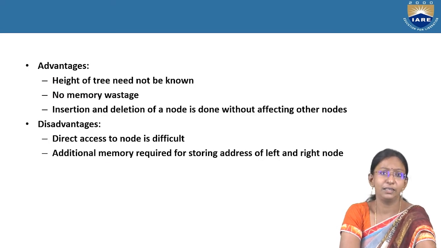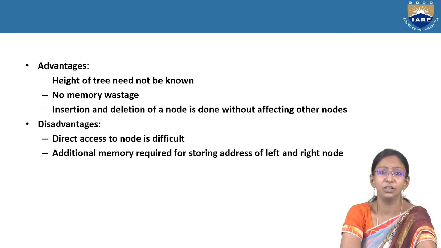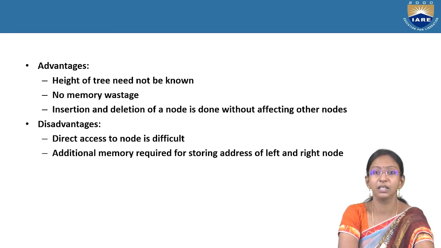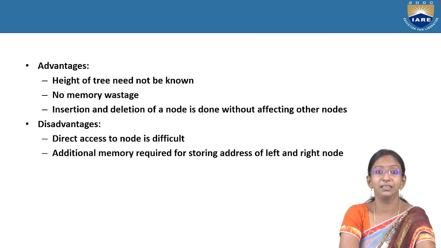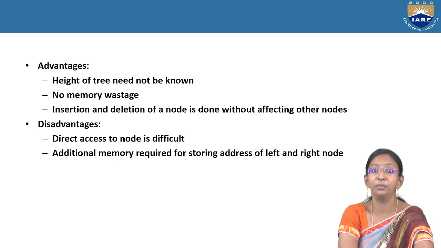So the advantage is the height of the tree need not be known. In arrays, to decide the size of the array, we need to know the height or depth of the tree beforehand, which is not required in the case of a linked list, as we dynamically create the nodes if we insert and remove the nodes if we delete, right? So memory wastage will not be there, and insertion and deletion are quite easy.